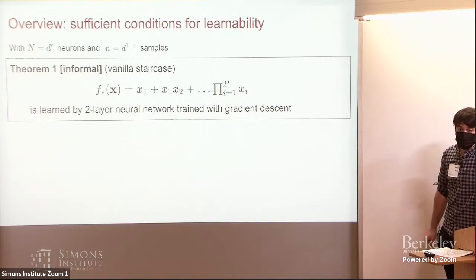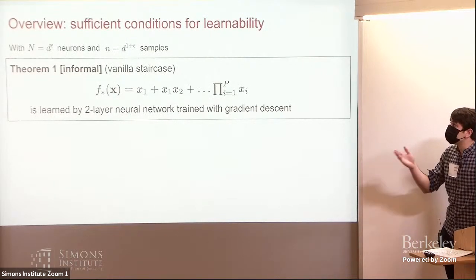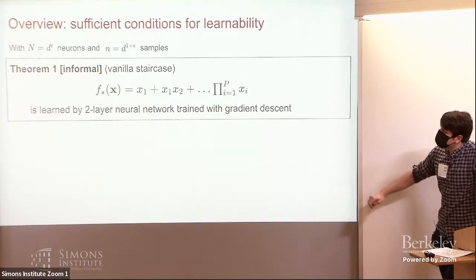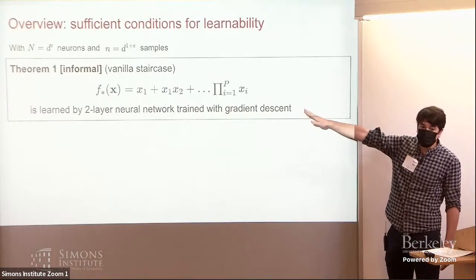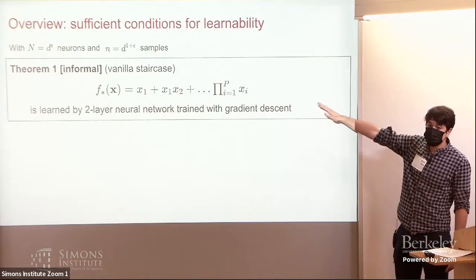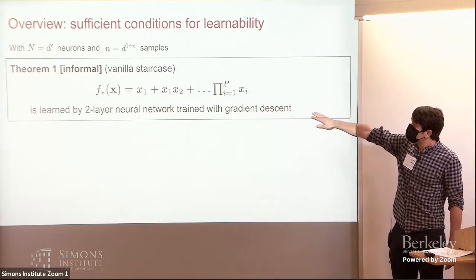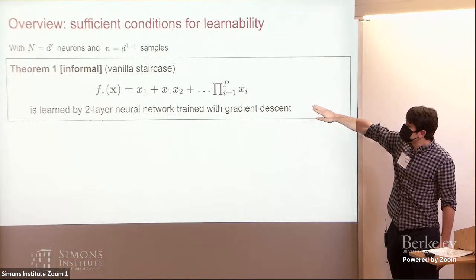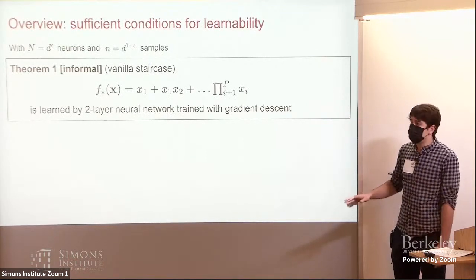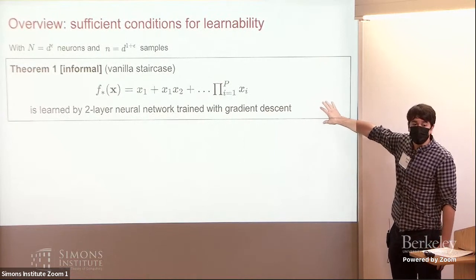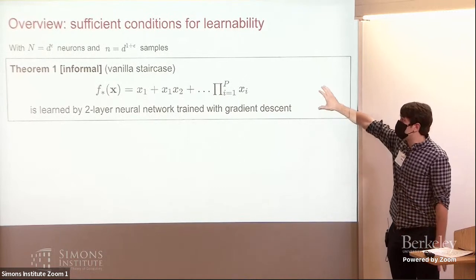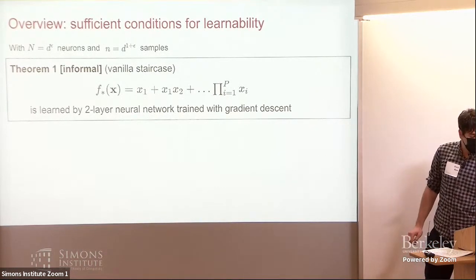I won't have too much time, but I'll give you a bit of a flavor for the proof. The first result is to prove that if you have some number of neurons that grows a little faster than a constant, and the number of samples is around d, you can learn this vanilla staircase. In fact, you can learn this vanilla staircase for P sufficiently slowly growing. In particular, a kernel method would need d to the P samples, and the mean field dynamics get past that and allow you to learn it in roughly d samples.